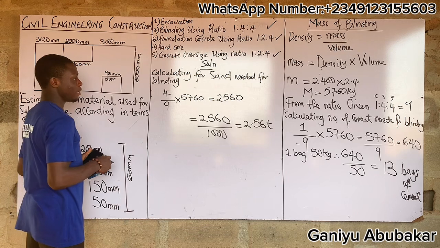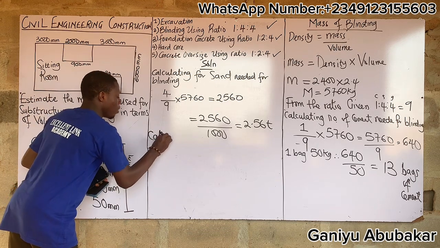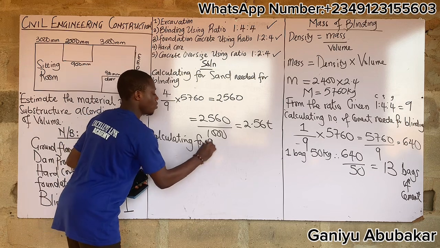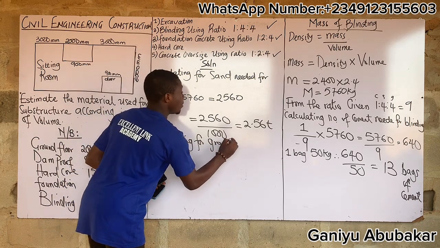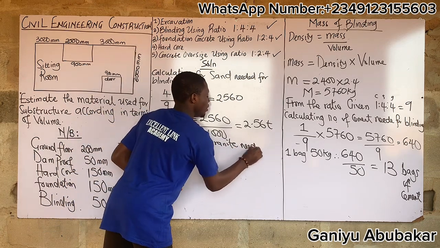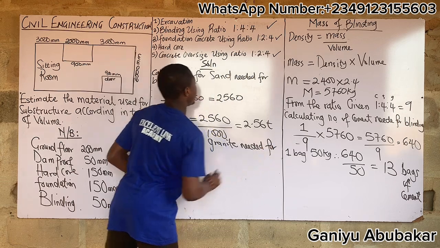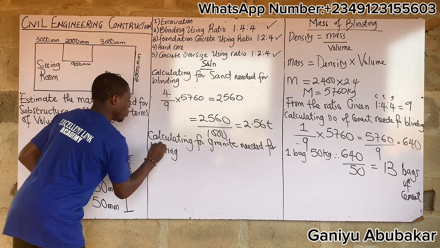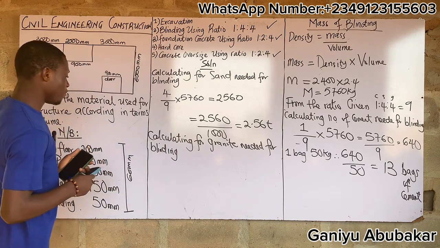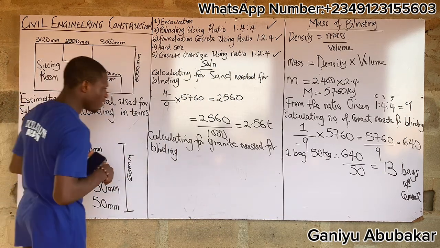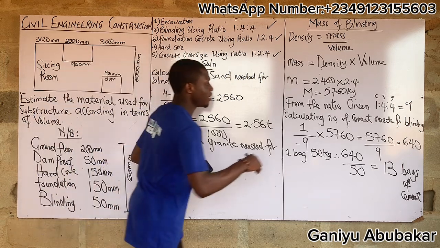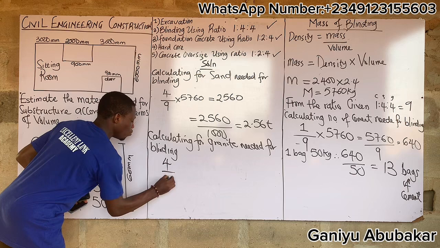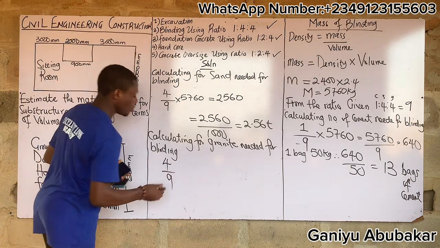Let's get granite, please. Calculating for granite needed for blinding. So for my granite for blinding, I have 4. That becomes 4 all over 9. Same thing now, times what?